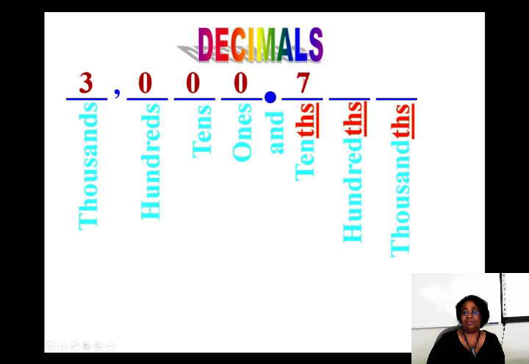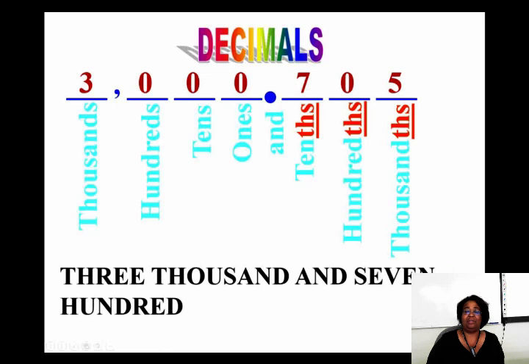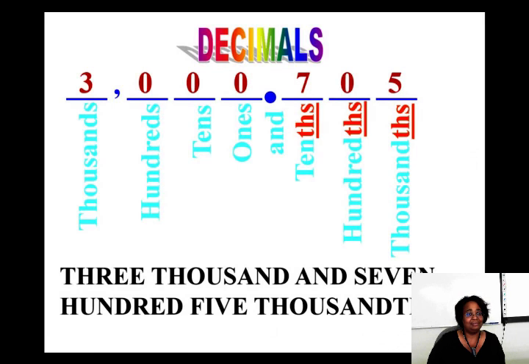How would I read this one? Oh, I'm sorry. I went too fast. But you guys can read it for me. 3,000 thousandths. And I want to hear that "s" on the end, okay? Don't get lazy. Because the "s" tells me that you're talking about a decimal.